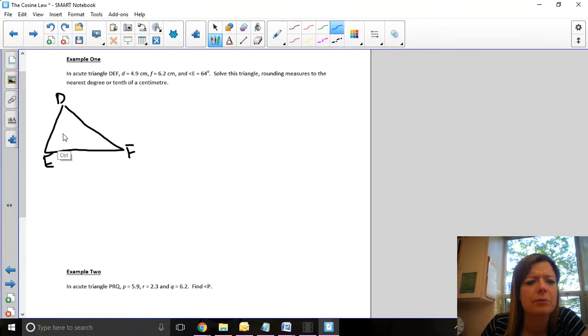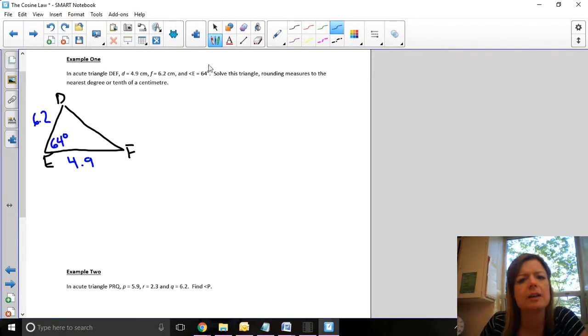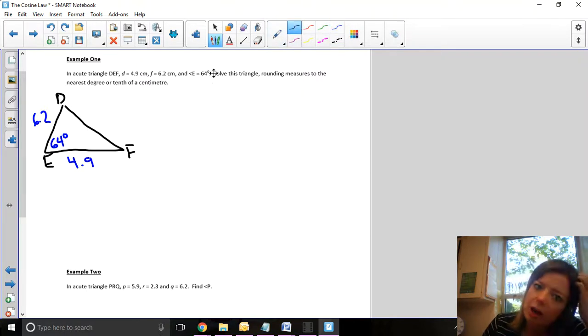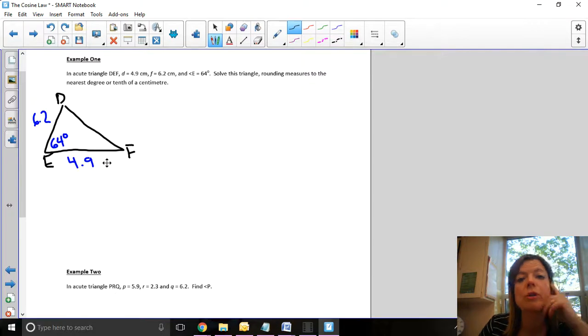So we know that D is 4.9, so that's across from there. F is 6.2, so across from here is 6.2. And angle E is 64 degrees, so that's in here. Okay, solve this triangle rounding measures to the nearest tenth of a degree. So notice that we're not able to use SOHCAHTOA because this is not a right triangle, and we're not able to use the sine law because we don't have a known ratio of an opposite side length to angle. So we need to use the cosine law, and we're going to first use it to find side length E.